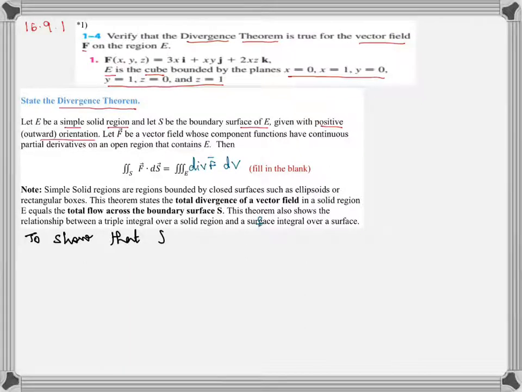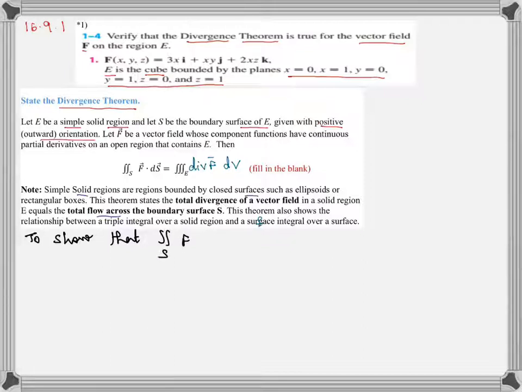Here you notice that simple solid regions are regions bounded by closed surfaces such as ellipsoids or rectangular boxes. This theorem states that the total divergence of a vector field in a solid region E is equal to the total flow across the boundary surface S. So the flux integral is equal to the total divergence of the vector field in the solid region E. This theorem also shows the relationship between a triple integral over a solid region and a surface integral over a surface.